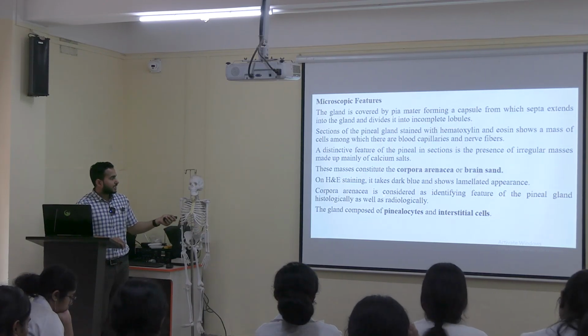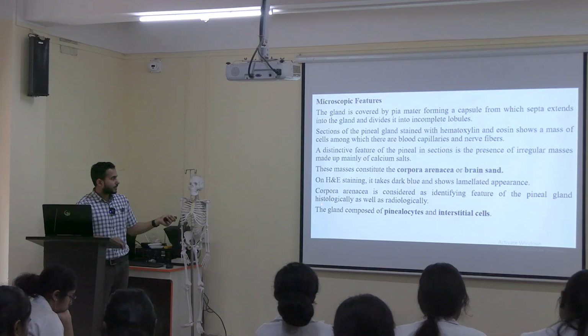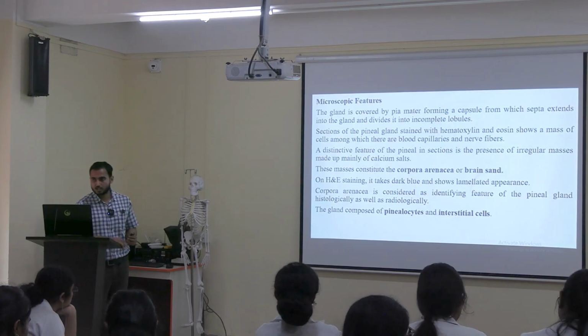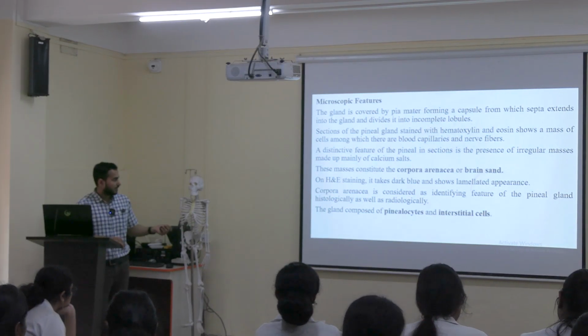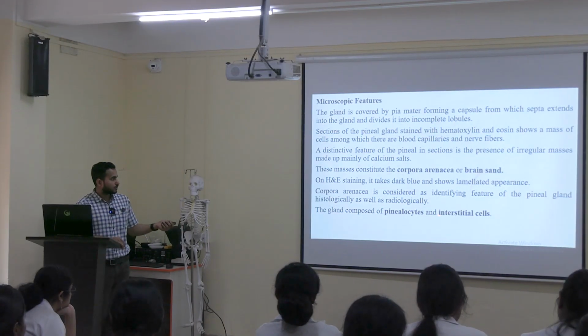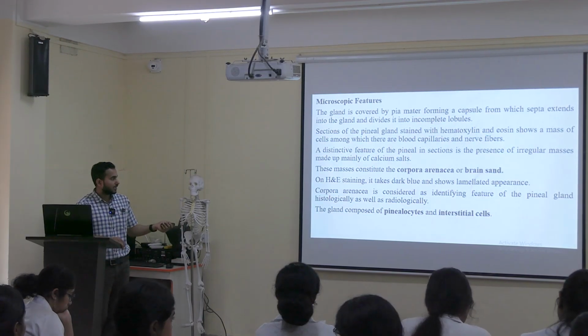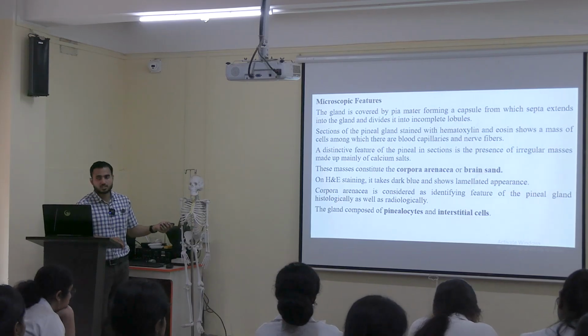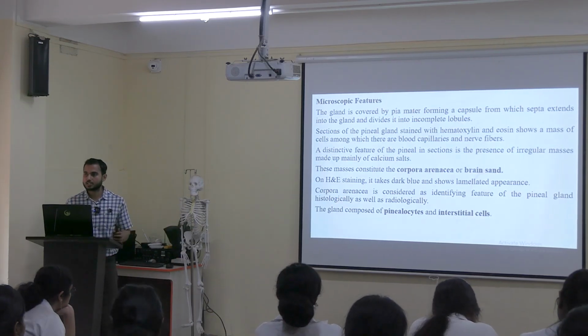Next, corpora arenacea is considered an identifying feature of the pineal gland histologically, and radiologically also whenever a CT scan is done. Next, the gland is composed of two types of cells, as you can see: pinealocytes and interstitial cells. Two different types of cells are there.